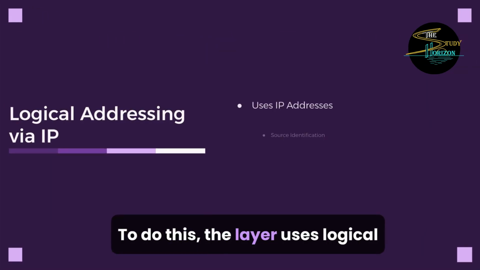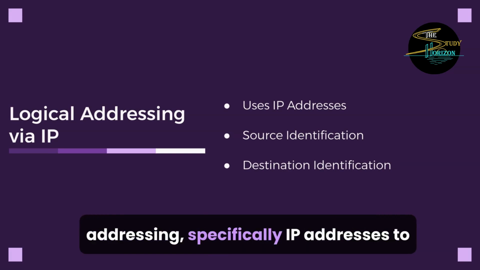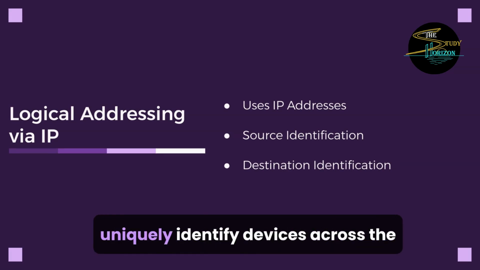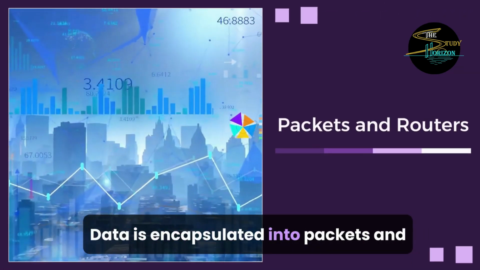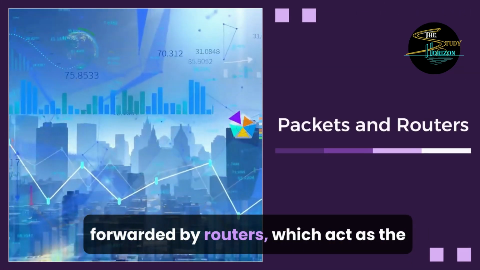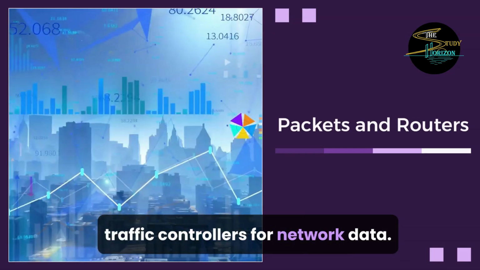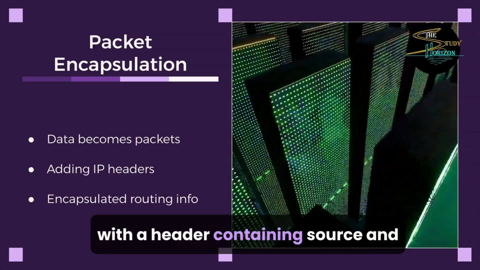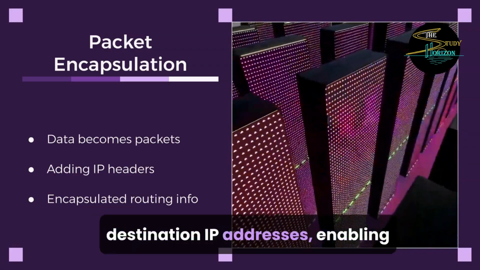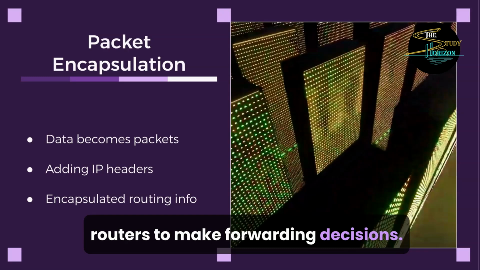To do this, the layer uses logical addressing, specifically IP addresses, to uniquely identify devices across the global internet. Data is encapsulated into packets and forwarded by routers, which act as the traffic controllers for network data. Encapsulation involves wrapping data with a header containing source and destination IP addresses, enabling routers to make forwarding decisions.